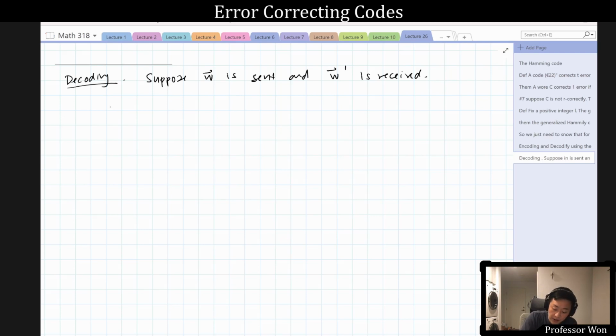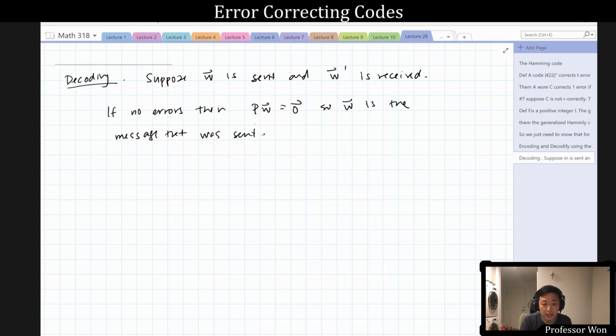If there are no errors, then we can detect this, since you just check that P times W equals 0. That was the definition of the Hamming code. Which means that we are getting a vector that's actually in our code, and that's the one that was sent. So W is the message that was sent. And then you just take the first K entries, and that's the original plain text.